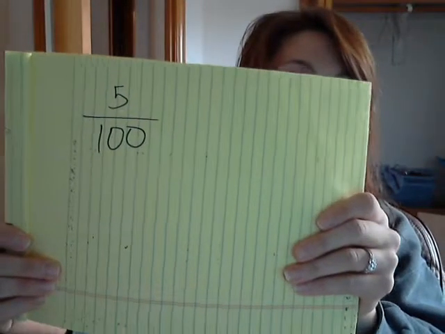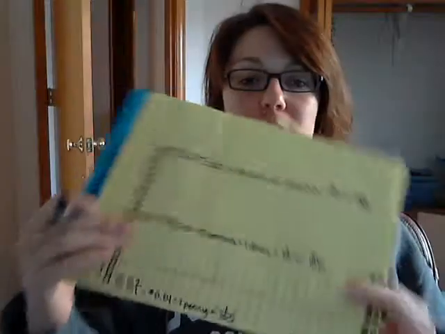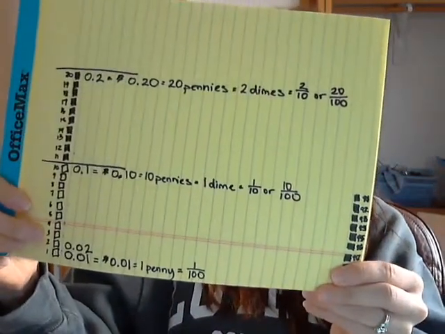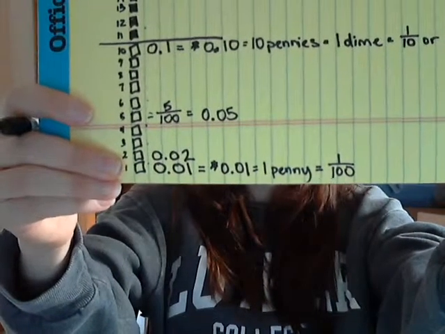Find the fraction 5 hundredths. Well, 5 hundredths is the same as 5 pennies in a dollar. So I'm going to go back to my board and I'm going to count up in my pennies over here. 1, 2, 3, 4, 5 pennies. And I'm going to create my fraction 5 hundredths and my decimal 0.05.